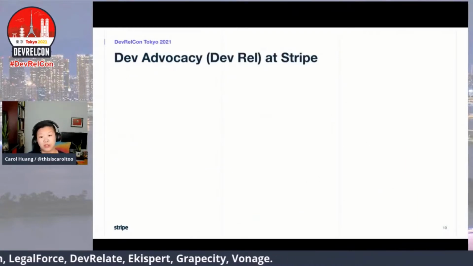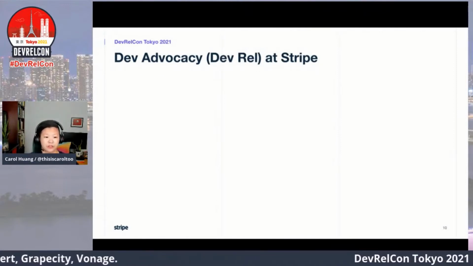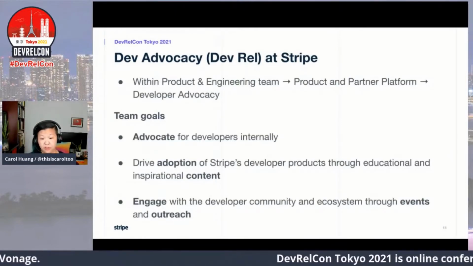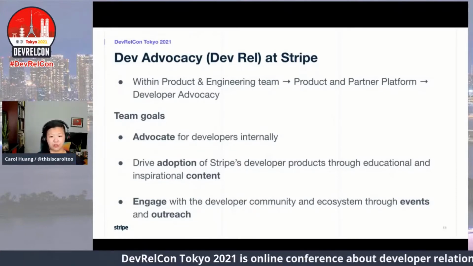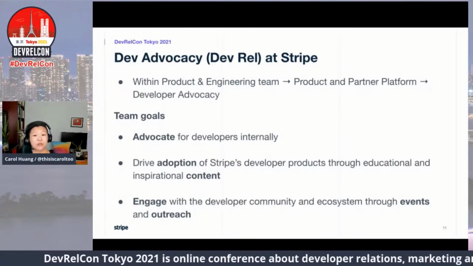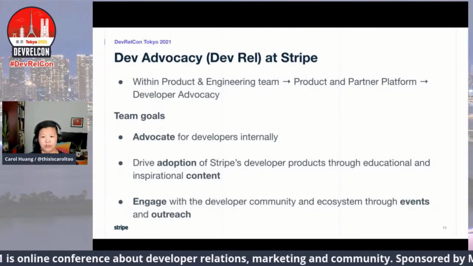So DevRel at Stripe is actually called developer advocacy, so you may see me refer to it as DA here and there. It sits within product and engineering at Stripe, but as you all know, dev advocacy and DevRel can sit within a variety of different teams. And there's a lot of different ways we could describe what DevRel or DA teams do.